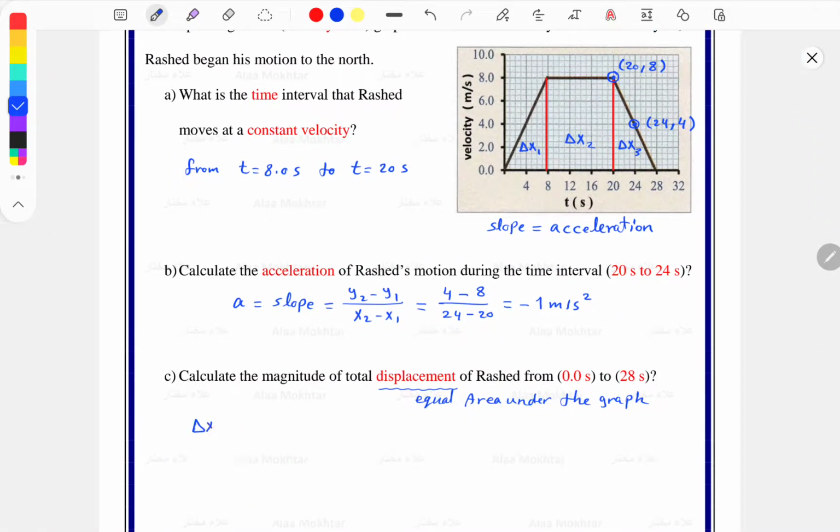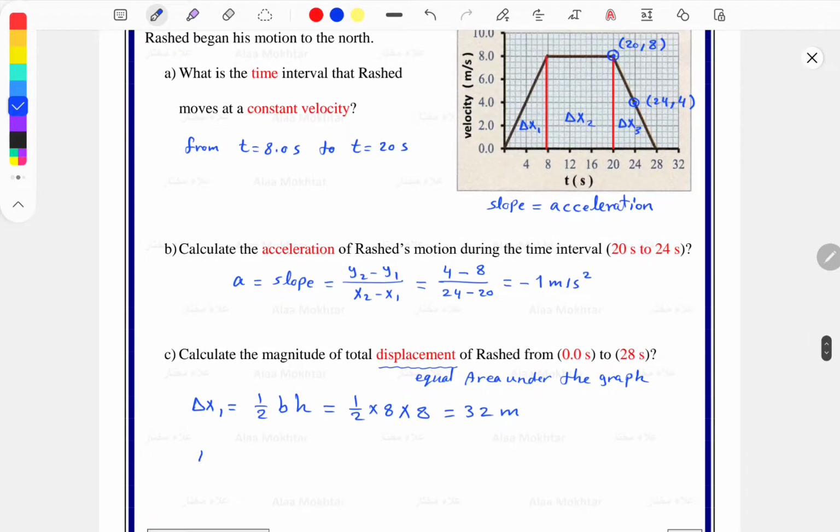Delta x1 is what? Triangle. 1/2 base times height. 1/2 times base. This distance from 0 to 8 is 8. The height, this distance, is 8. Equal 32 meters. The first displacement is 32 meters. What about the next displacement?